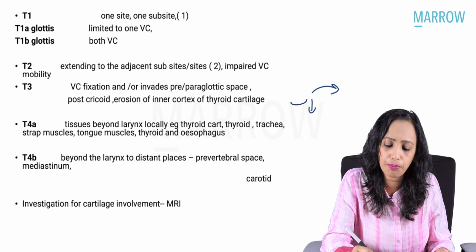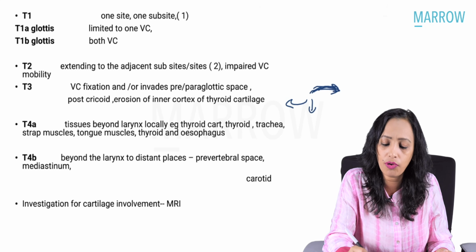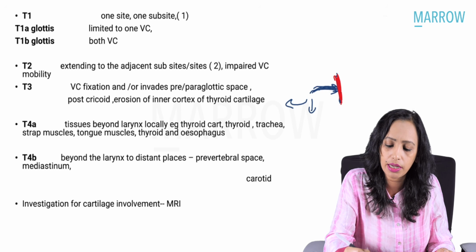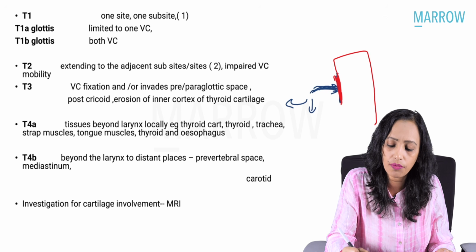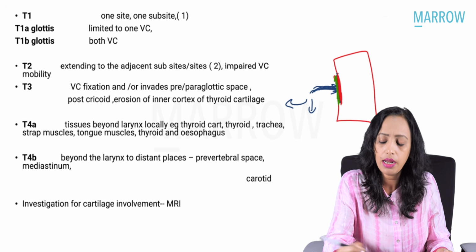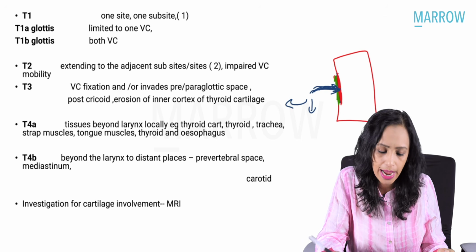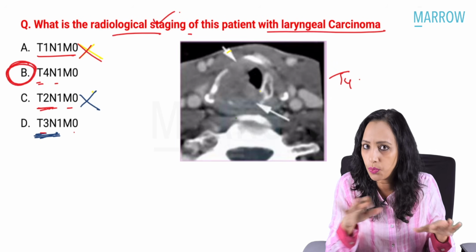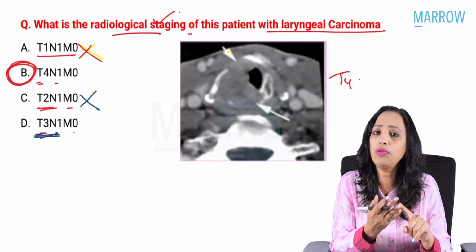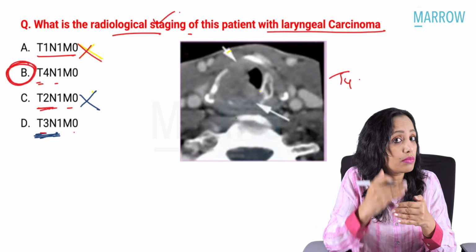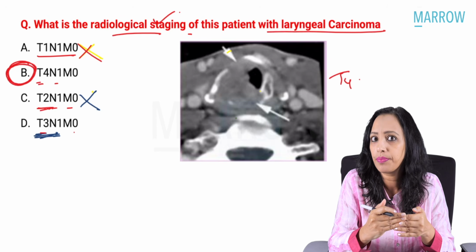Pre-epiglottic, paraglottic, post-cricoid, and in forward, it can also be involving the thyroid cartilage, but just the inner cortex, right? Just the inner cortex of the thyroid. Okay, so now let us come back to this picture. Vocal cord mobility we cannot find out on one axial cut section. Just the involvement of pre-epiglottic, paraglottic, post-cricoid or inner cortex of thyroid.